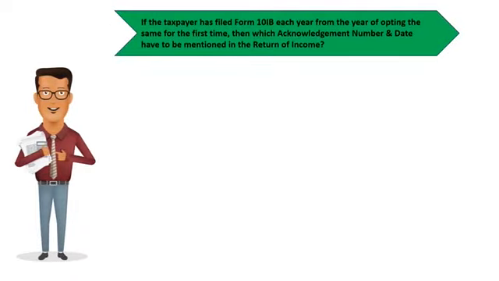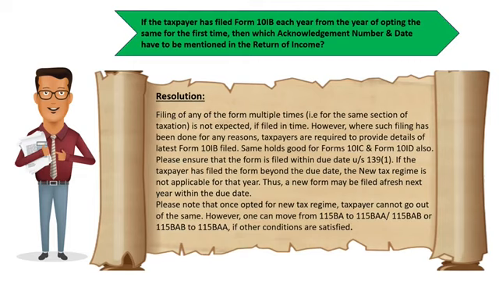Another question related to Form 10IB is that if the taxpayer has filed Form 10IB each year from the year of opting the same first time, then which acknowledgement number and date to be mentioned in the return of income? Please note that filing of the forms multiple times for the same section of taxation is not expected if filed in time. However, where such filing has been done for any reasons, taxpayers are required to provide details of the latest Form 10IB filed. The same holds good for Form 10IC and Form 10ID also.